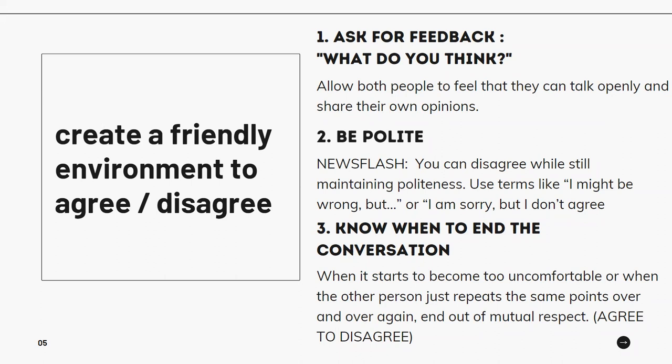Haja, can you choose the next person to read? Next person, Aza. Okay, Aza, can you read? Thank you, Haja. Okay, number two is be polite. News flash, you can disagree while still maintaining politeness. Use terms like I might be wrong, but, or I am sorry, but I don't agree. Okay, so here's a sort of teaser, tunjuk dekat you macam mana nak disagree but still being polite. There are more phrases that we will look at afterwards, but these are some of the easier ways you can disagree, but still being polite. All right, so number one is ask for feedback. Number two, be polite. Number three, Aza, could you choose the third person?